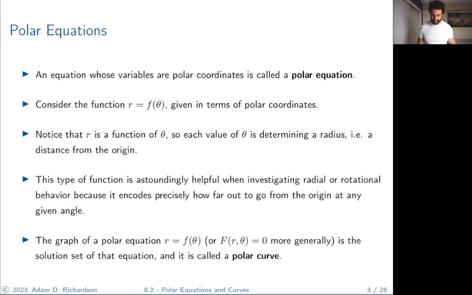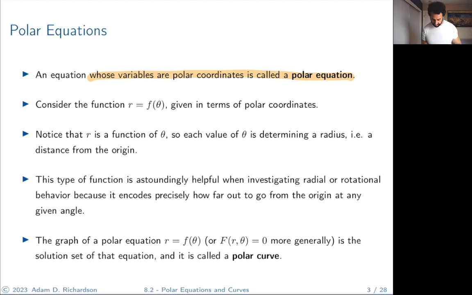An equation whose variables are polar coordinates is called a polar equation. In essence, it's still an equation, but now the variables are representing polar coordinates instead of Cartesian coordinates. So we're not thinking in terms of x and y. We're not thinking in terms of horizontal displacement, vertical displacement. We're thinking in terms of radius and angle swept out.